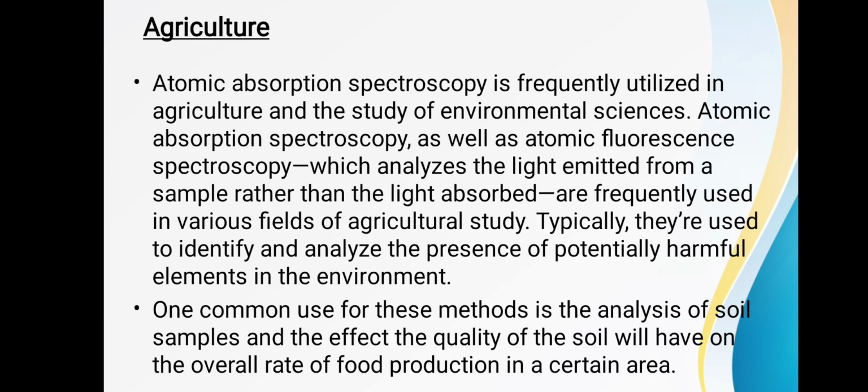Agriculture. Atomic absorption spectroscopy is frequently utilized in agriculture and the study of environmental sciences. Atomic absorption spectroscopy, as well as atomic fluorescence spectroscopy, which analyzes the light emitted from a sample rather than the light absorbed, are frequently used in various fields of agricultural study. Typically, they are used to identify and analyze the presence of potentially harmful elements in the environment. One common use for these methods is the analysis of soil samples and the effect the quality of soil will have on the overall rate of food production in a certain area.